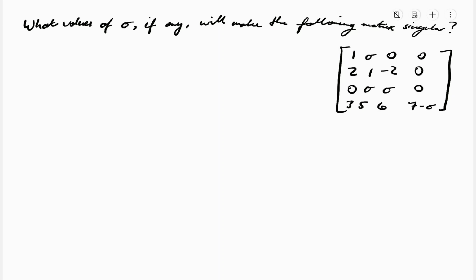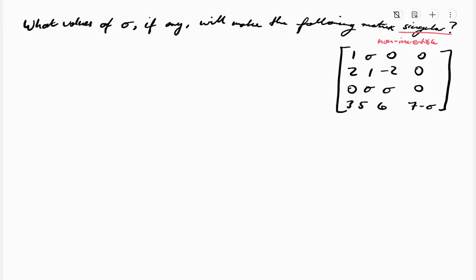What values of sigma, if any, will make the following matrix singular? So remember that a singular matrix is a matrix that is not invertible. So that's what singular means if it pops up, okay? So a non-invertible matrix is a singular matrix, so its inverse does not exist. So a bunch of ways to say that.